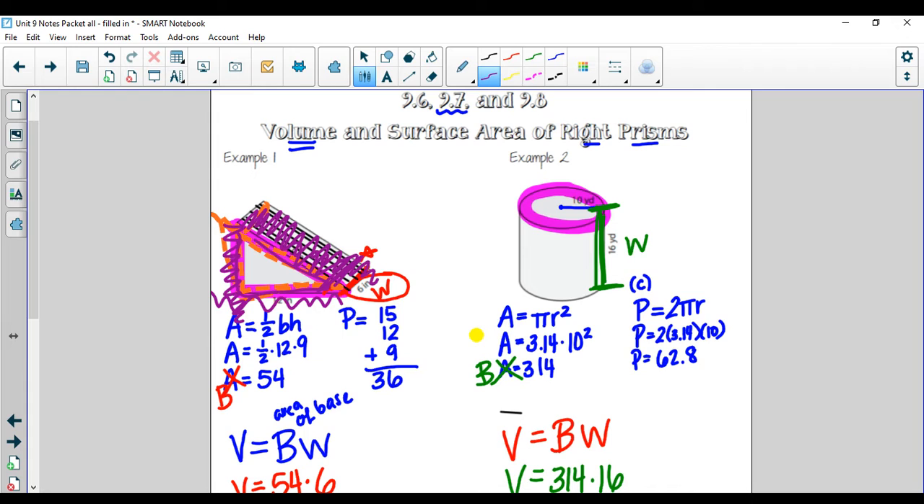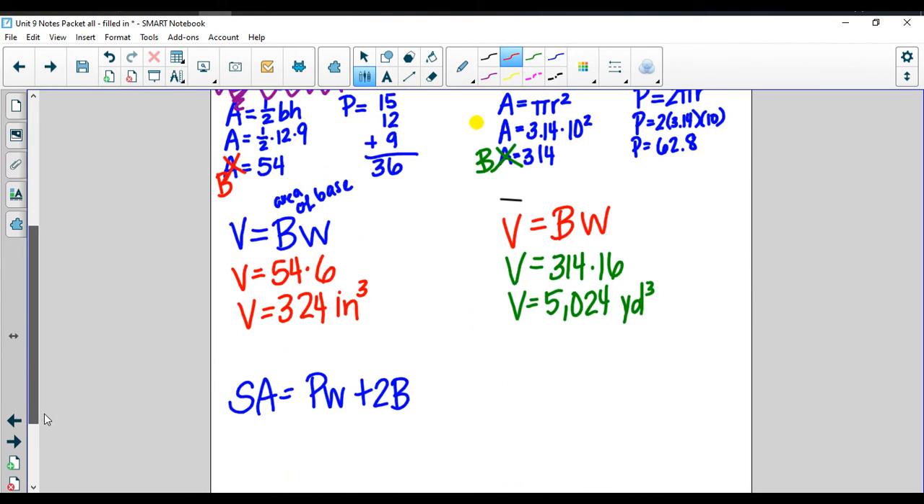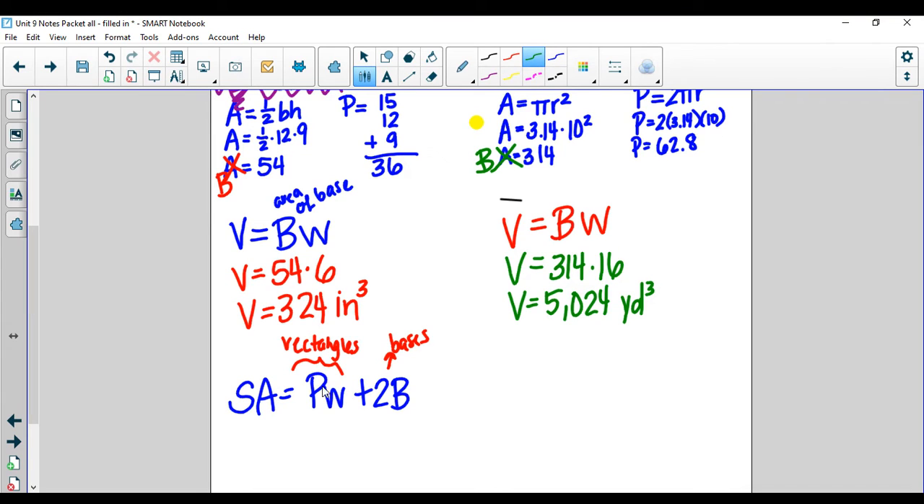So that PW piece is what is taking care of all of our rectangles. Then the only thing that we have to include is taking care of those two bases, the one on the front and the one on the back. So this PW section is all of our rectangles, and these two bases are really just our bases. So you can see why, when we did our preliminary work, we figured out the perimeter, that W, and the area of our bases.